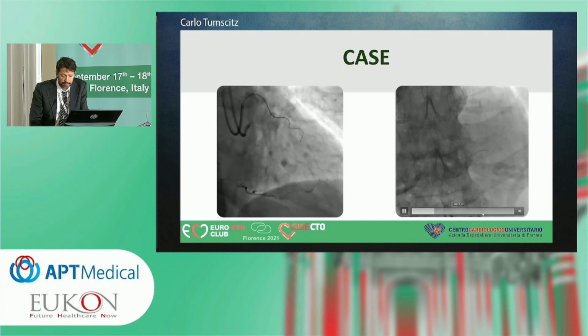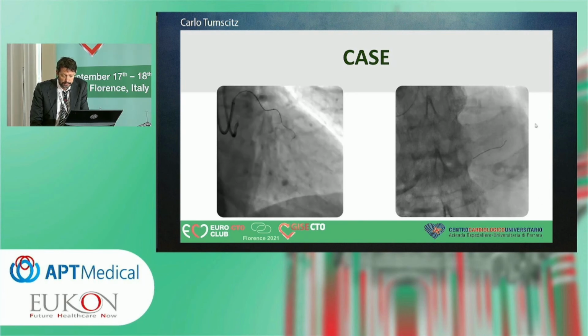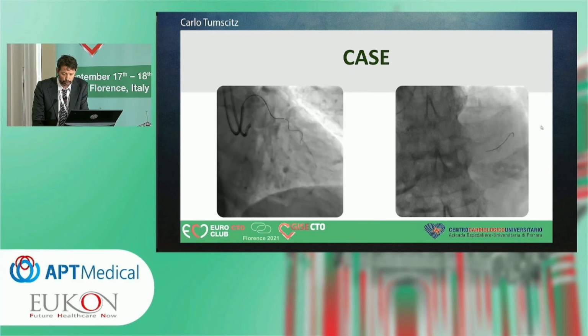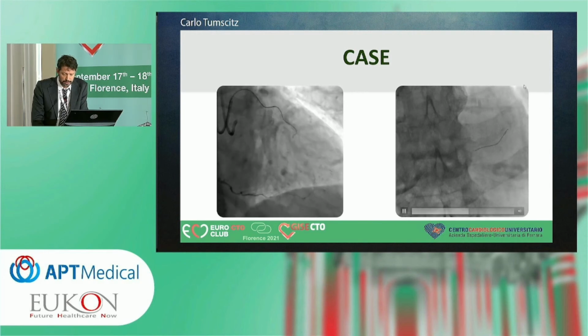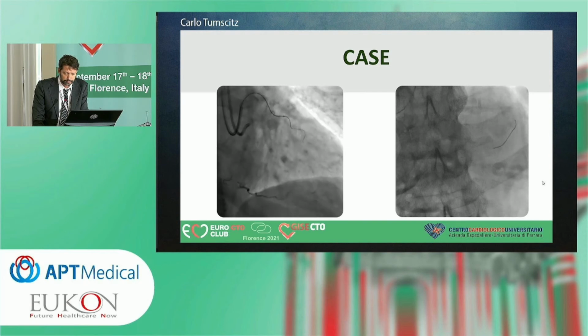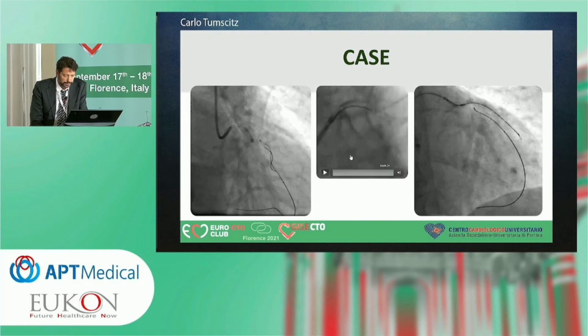This is the live navigation. I think it was a Sion wire, not even necessary to use a Suoh. And as you can see, we are very close to the distal target. And then back to the ramus.